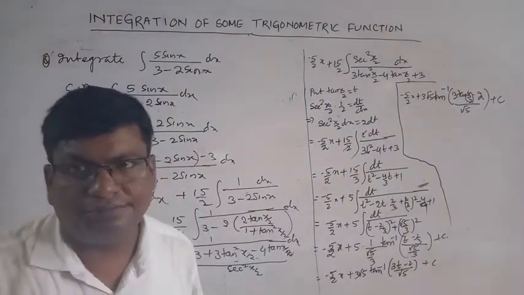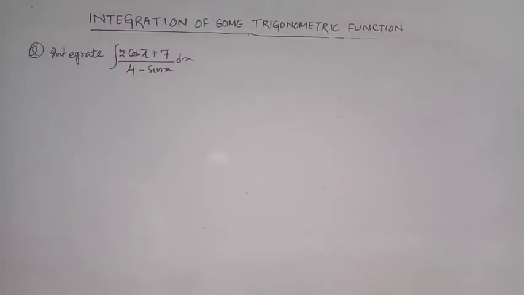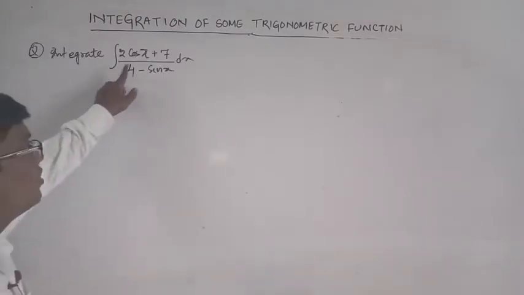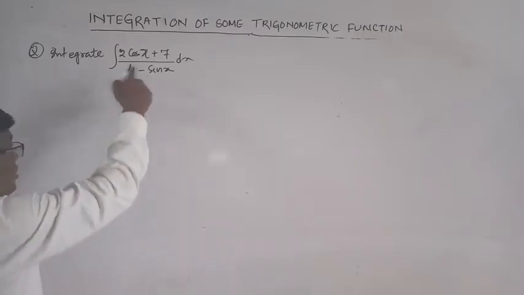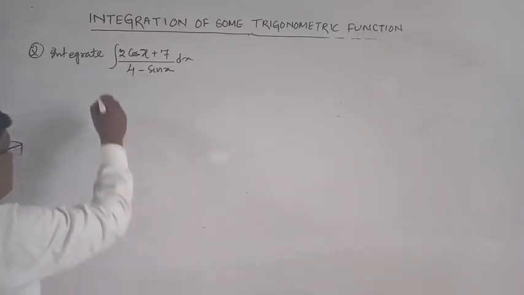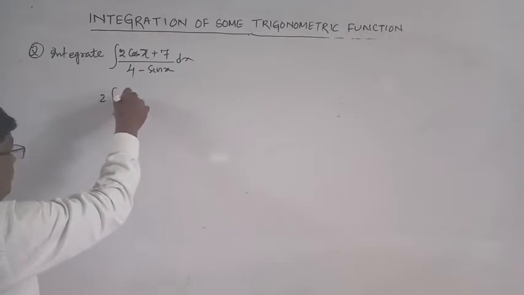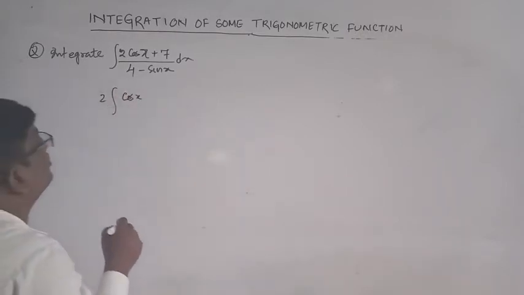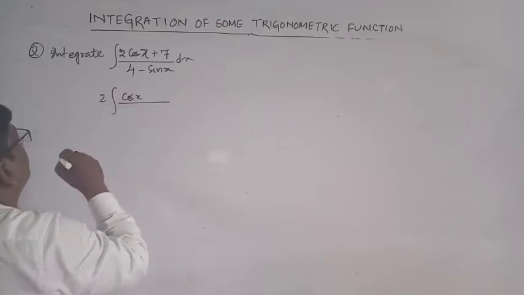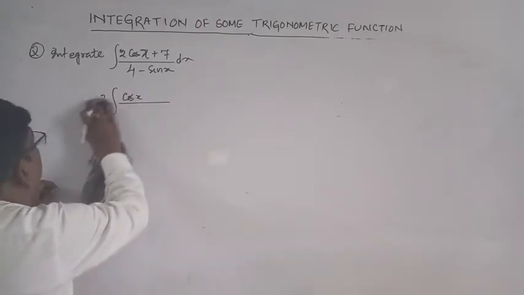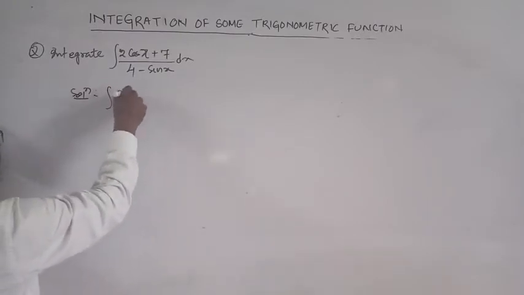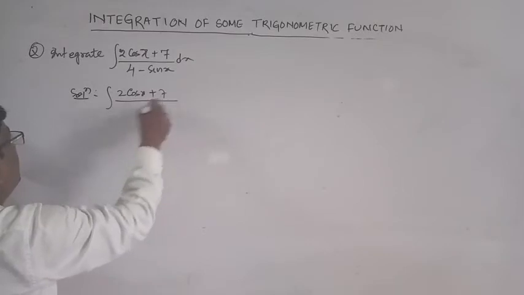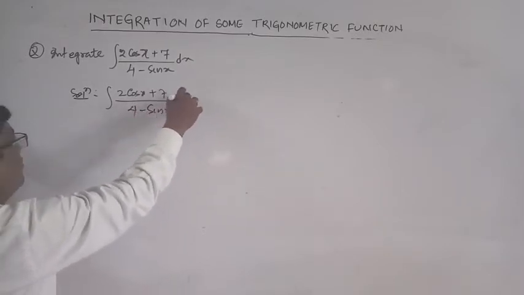Now another question. Integrate 2 cos x plus 7 divided by 4 minus sin x. Okay, so separate this because derivative of sin x is cos x present. So separate this, 2 into cos x. We can write the solution. This is the question, and the solution is 2 cos x plus 7 by 4 minus sin x into dx.